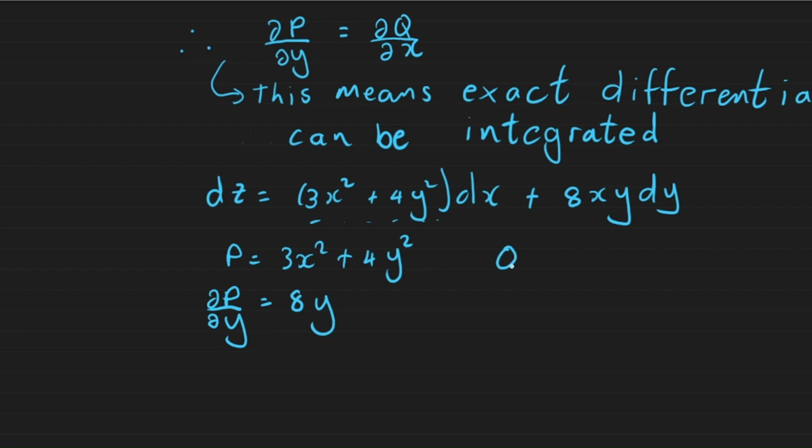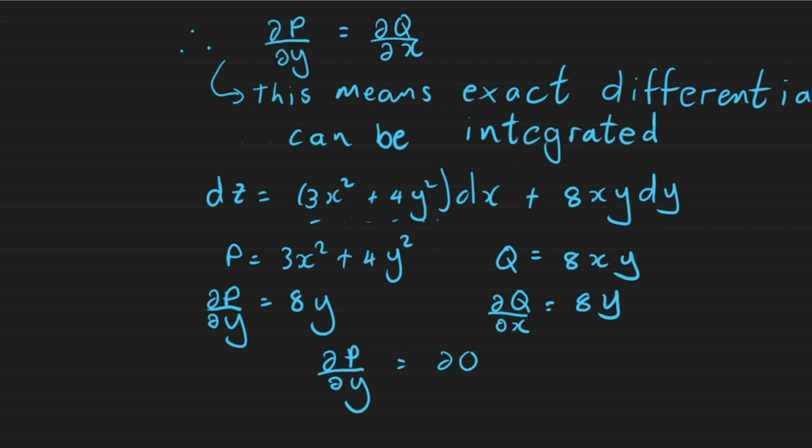Then we let Q equal to 8xy, and then we find dQ/dx. So we treat y as a constant. Remember, it won't change. And then what do we get? We get 8y. And what do we notice? We notice that dP/dy is actually equal to dQ/dx. So this means that dz is an exact differential.